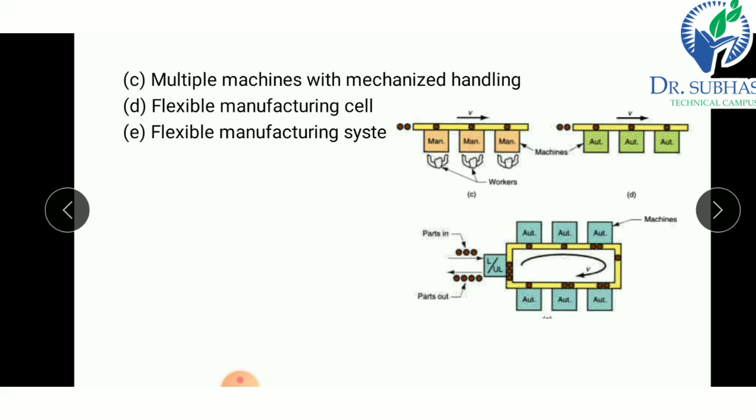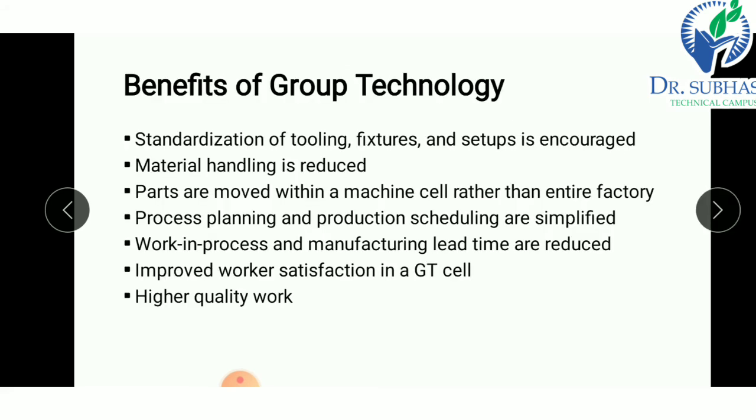One piece flow production system. Now let us see the benefits of group technology, we can say the benefits of cellular manufacturing. The first benefit of group technology: standardization of tooling, fixtures, and setup is encouraged. In group technology, we standardize tooling, fixtures, and setup, so this will be beneficial for production.